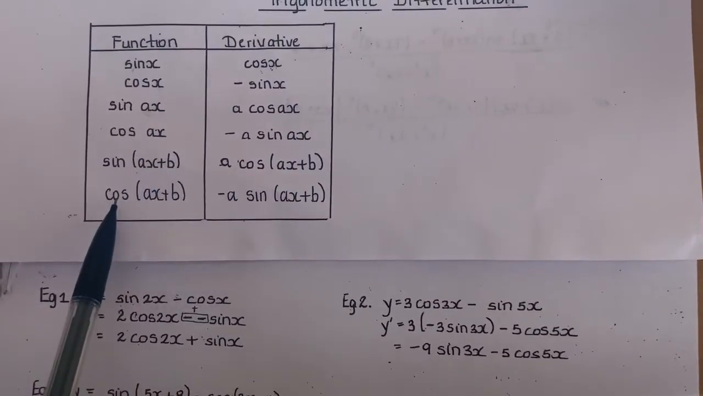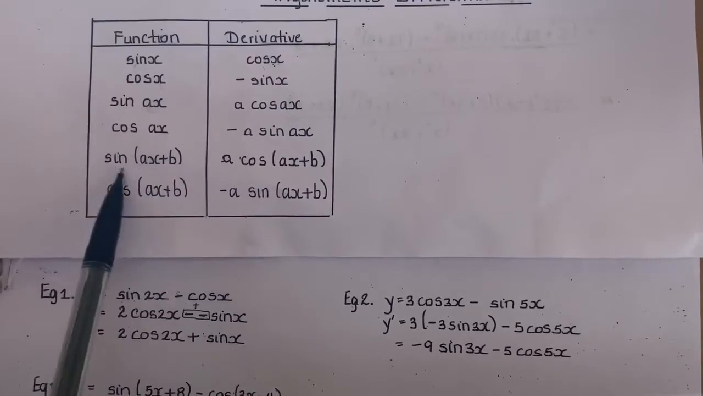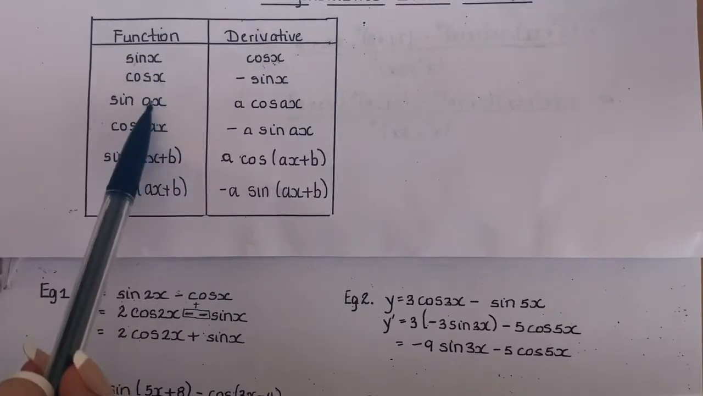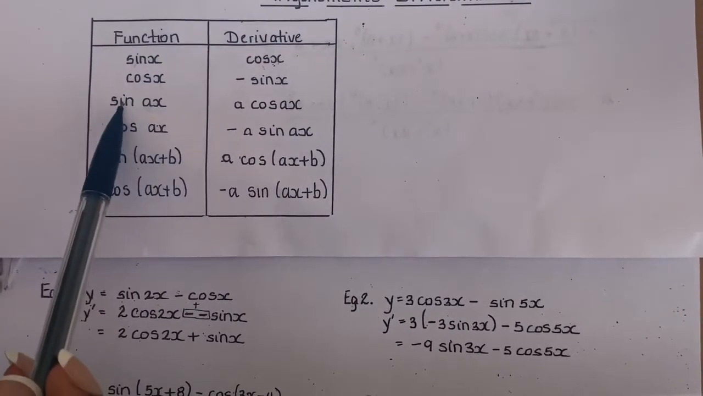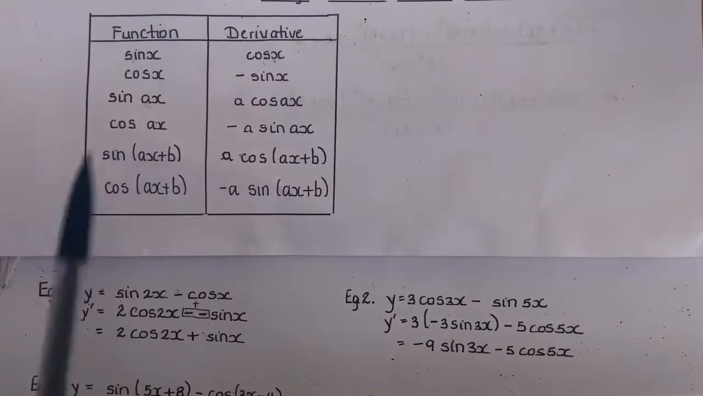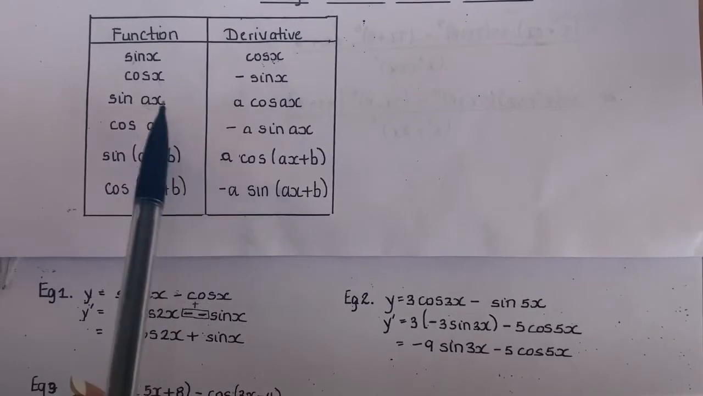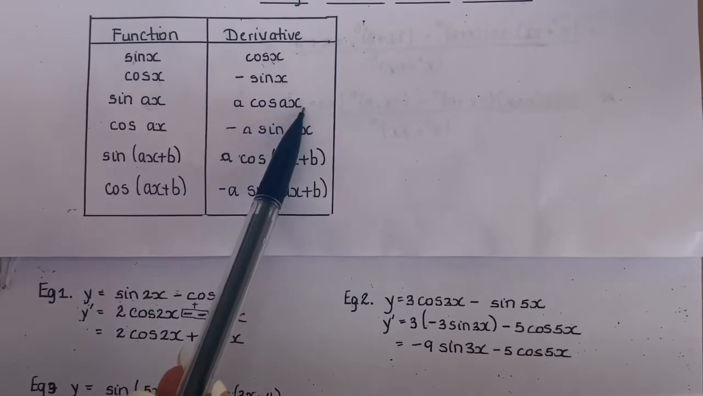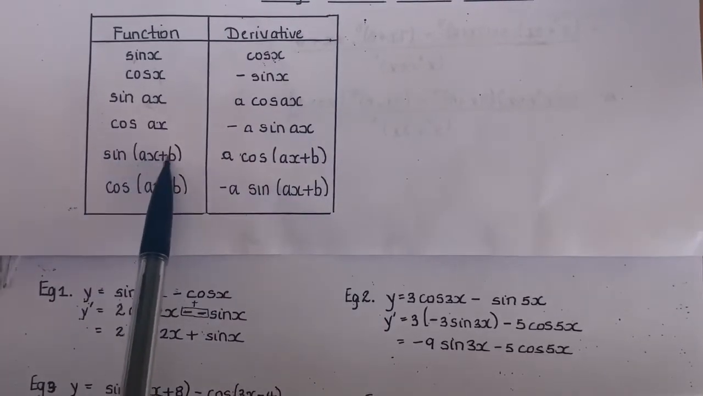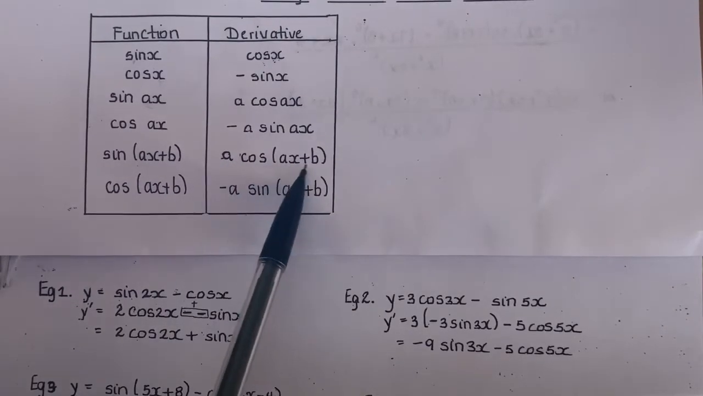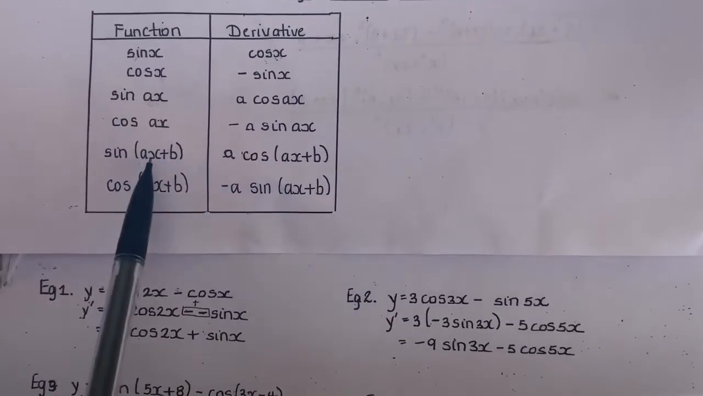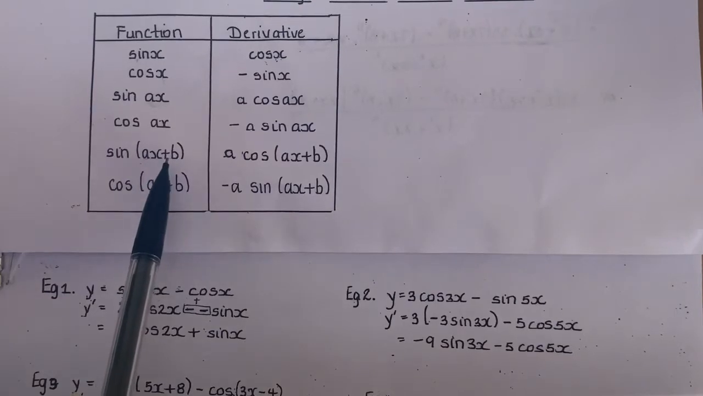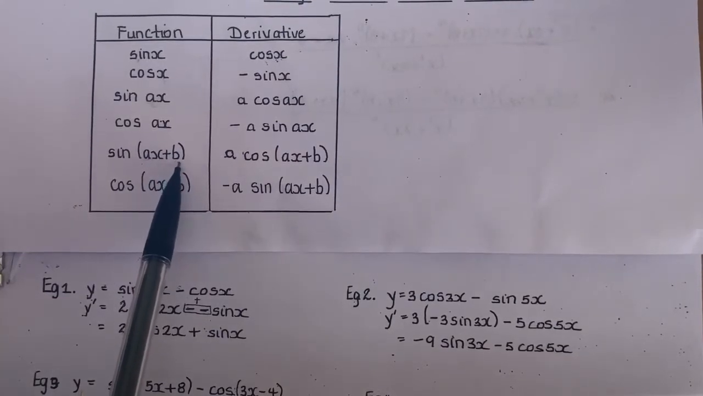I want to skip down to this one here where we have sine ax plus b. Notice three different forms: sine x, sine ax, and sine ax plus b. The same way, the derivative of sine ax was a cos ax, the derivative of sine ax plus b is a cos ax plus b. Now, same as before, a is the coefficient of x and b is the constant.